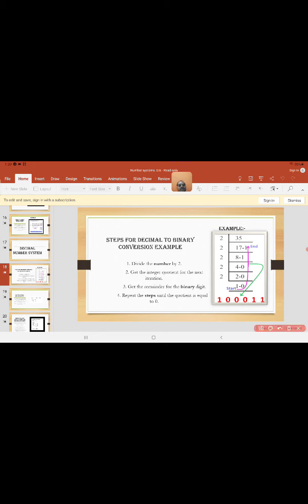After that, we have to write the resultant binary number from downwards to upwards, starting from 1 0 0 0 1 1 like this. We are writing this number, that means the equivalent binary number can be written from downwards to upwards, right, like this.